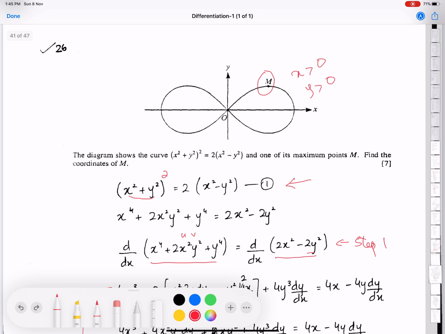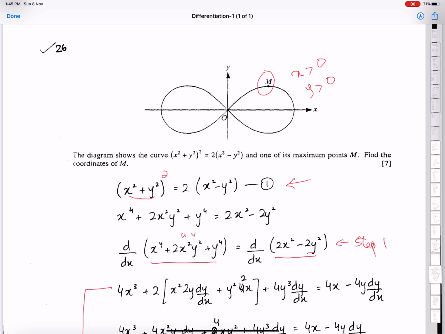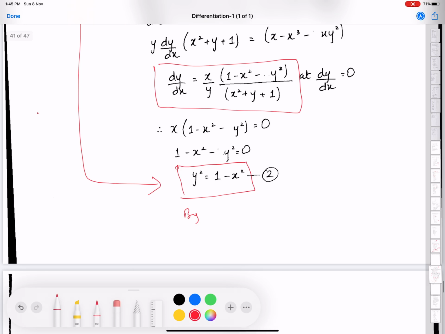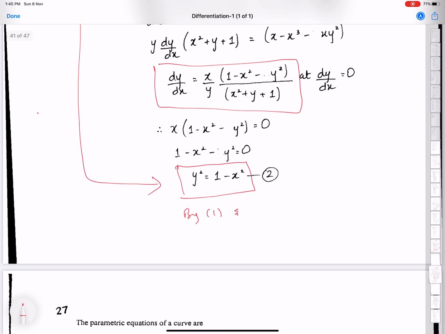Now you need to solve these two equations simultaneously for the coordinates of M. So by solving 1 and 2, we can get M. I'm leaving this for you.